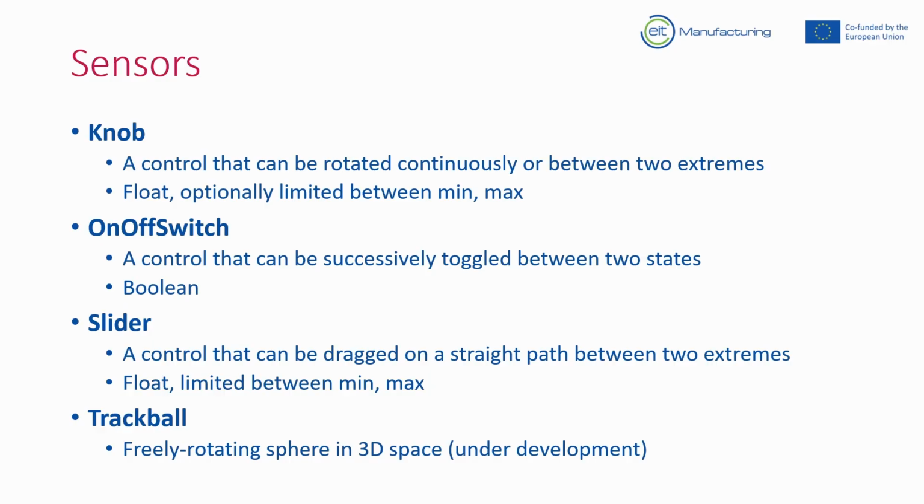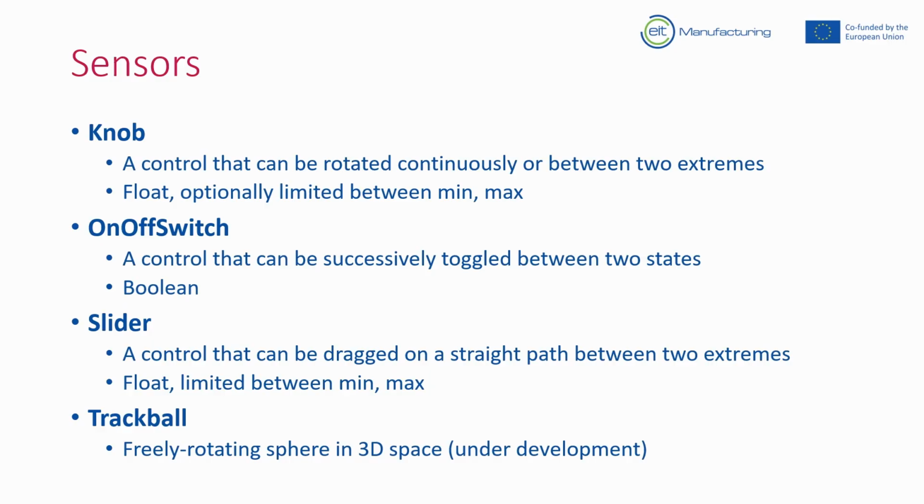The VLab SDK provides the following sensors. Knob. A control that can be rotated continuously or between two extremes. The knob maintains a floating point value, optionally limited within a certain range.